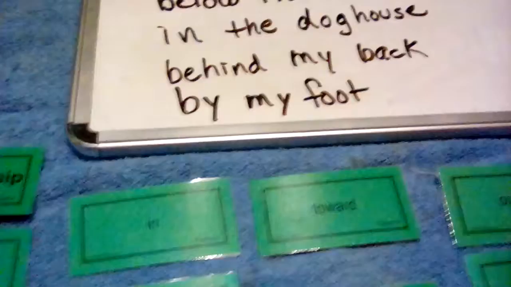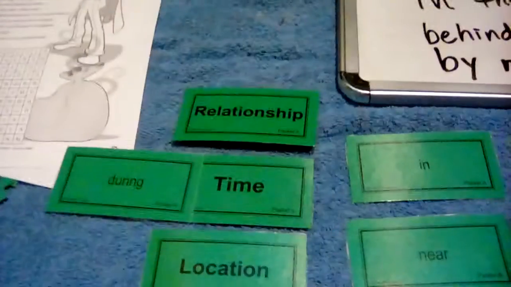So, I wanted to talk a little bit too about these types. So, for example, if I have time, all right? So a preposition that would show time would be during, right? I watched TV during supper. I watched the TV when? During supper. So during is the preposition, supper is my object of a preposition.